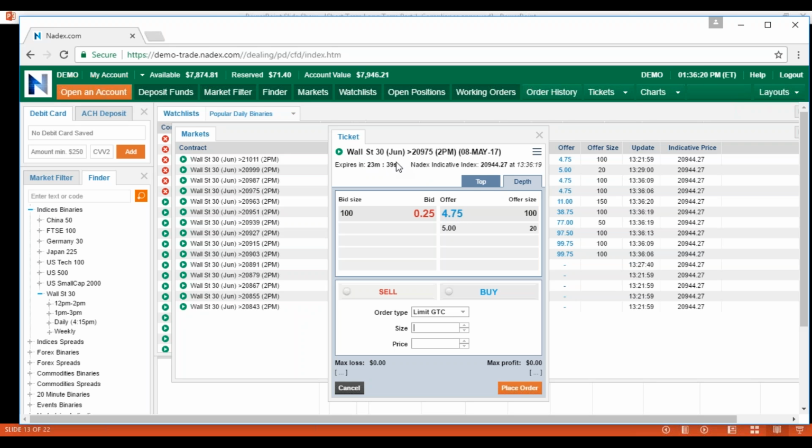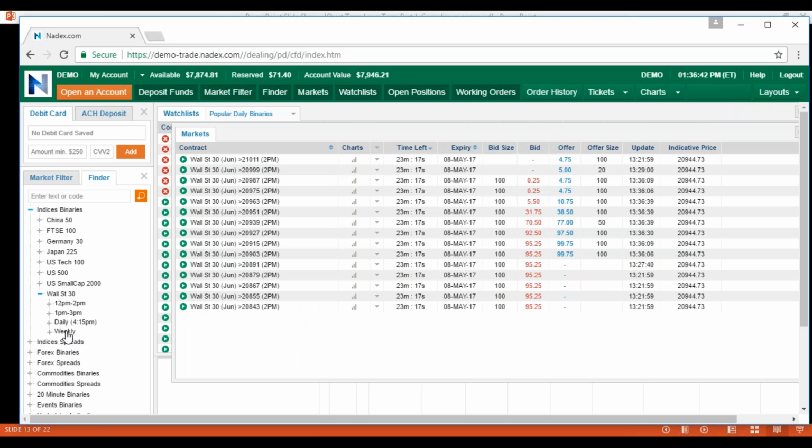Does everybody understand that? Does everybody see why this is priced so cheap? Because the contract says it's got to be above 975. The market right now is only 944. Does everybody get that? We only got 23 minutes. Everybody sees it, right? Okay.